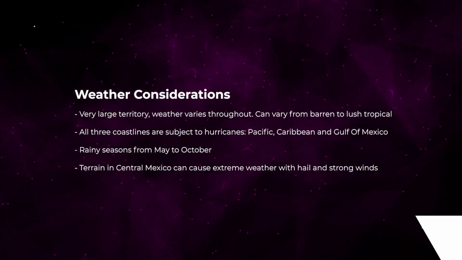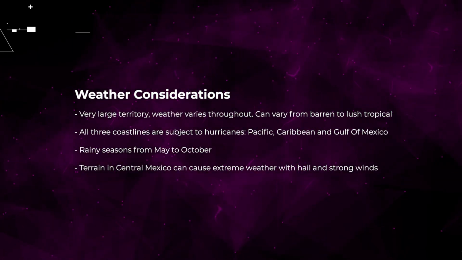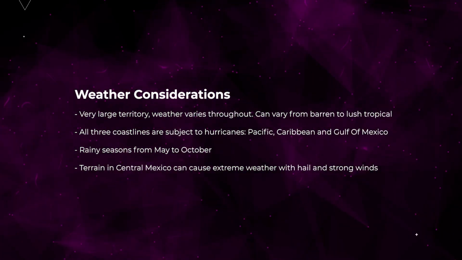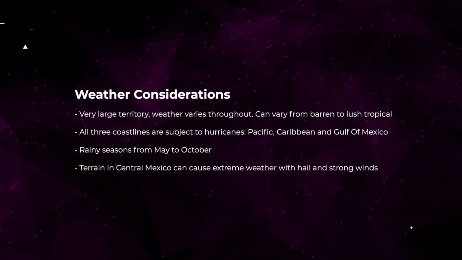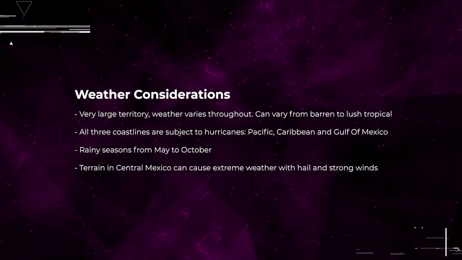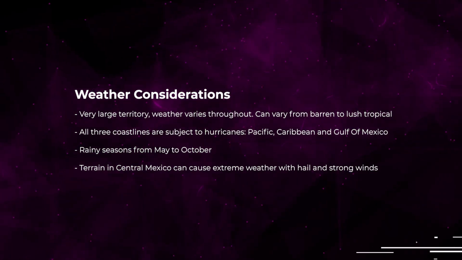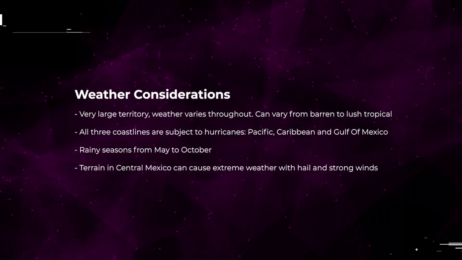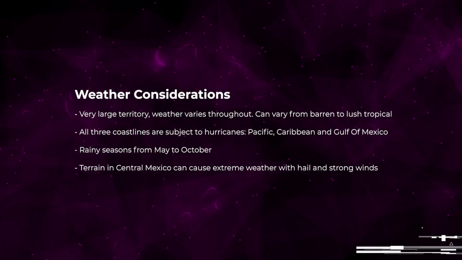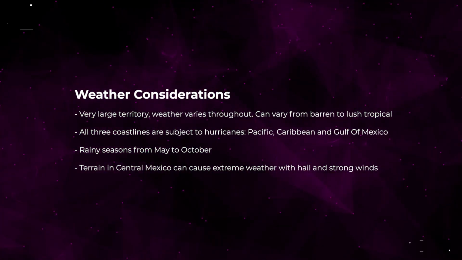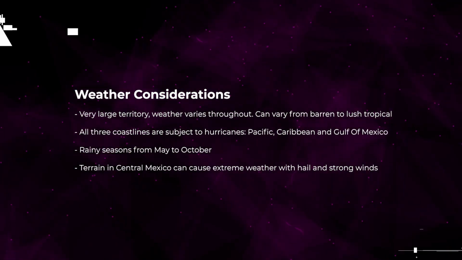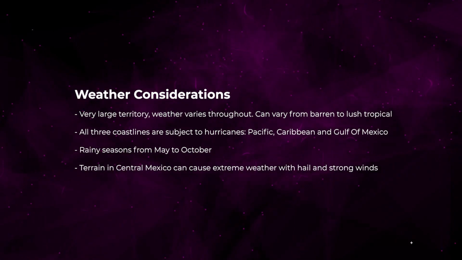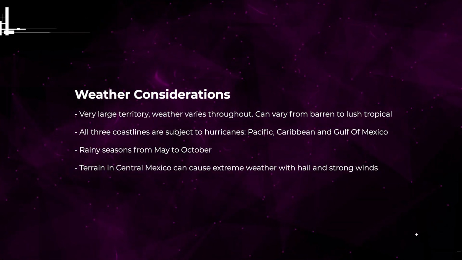All three, however, are at risk for hurricane activity. So during the hurricane season, you should always keep an eye on the National Hurricane Center website. The rainy season in Mexico is usually from May to October. Thunderstorms usually occur during the afternoon and evening, although in some areas, like the Yucatan Peninsula, they can occur throughout the day. Note that Mexico also has a lot of terrain, and that terrain can provoke extreme weather. So as a general rule, we try to be on the ground by the early afternoon during the rainy season.